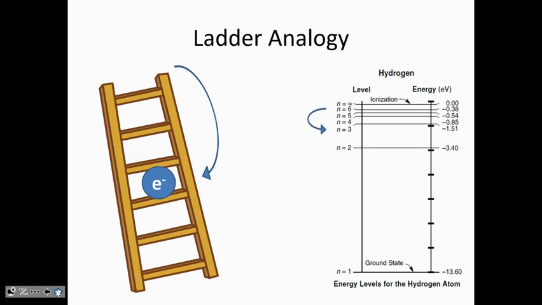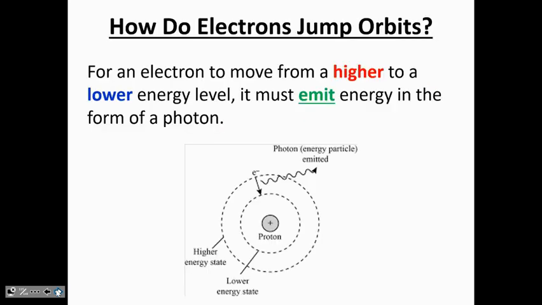So as electrons move from one orbit to another, you can imagine that electron almost like climbing up and down a ladder. This is the ladder analogy. Well, how are electrons able to jump from one energy level to another? You can't just gain or lose energy out of nowhere. Where does it come from?